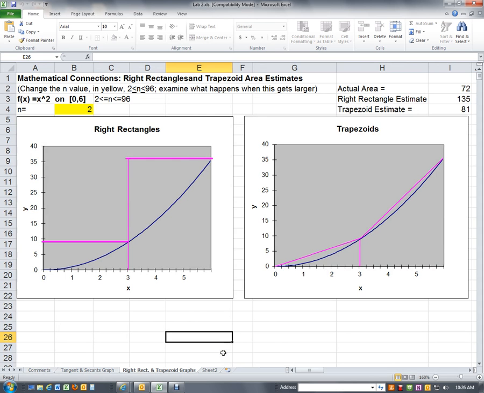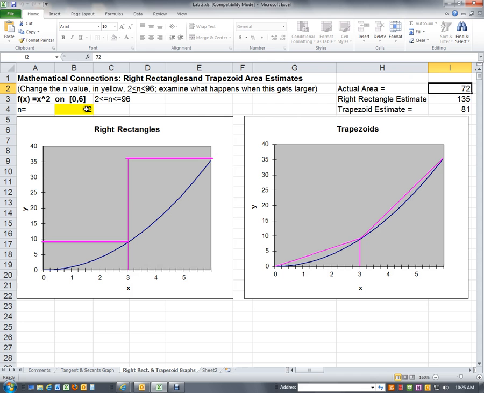Now, I want you to take a look at this zone over here. This is the actual area, and it is referring to this function f of x equals x squared between 0 and 6. So here's my graph of the parabola x squared from 0 to 6, and we're looking at the area underneath the graph. The exact area is 72.